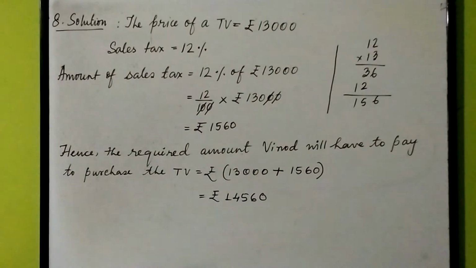So it is 14,560. This is all about your question number 8, my dear students. Here the price of the TV was given to you, the sales tax was given to you, and you have to find out the price if Vinod has to purchase the TV. So sales tax is always added. Remember it, my dear students. We found the amount of sales tax, and after that we added it to the price of the TV. So with this 14,560, Vinod can purchase the TV.